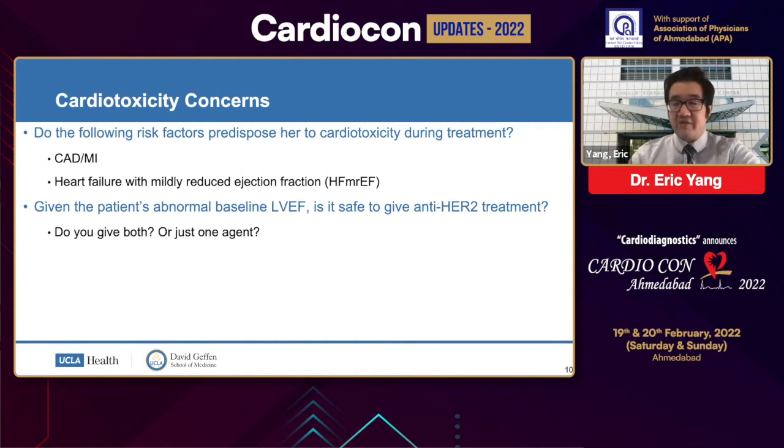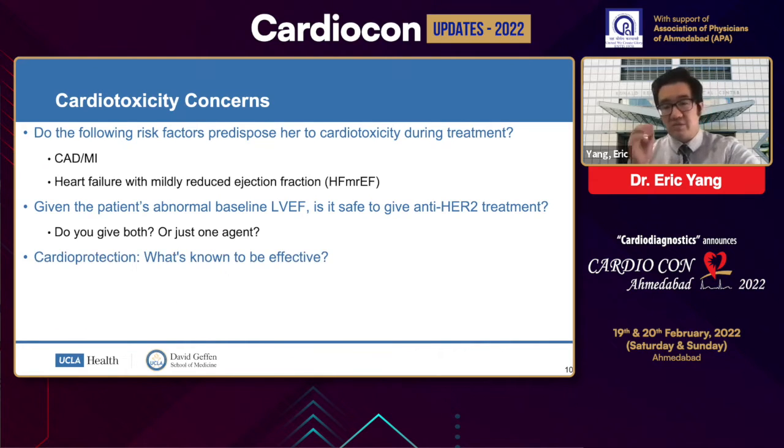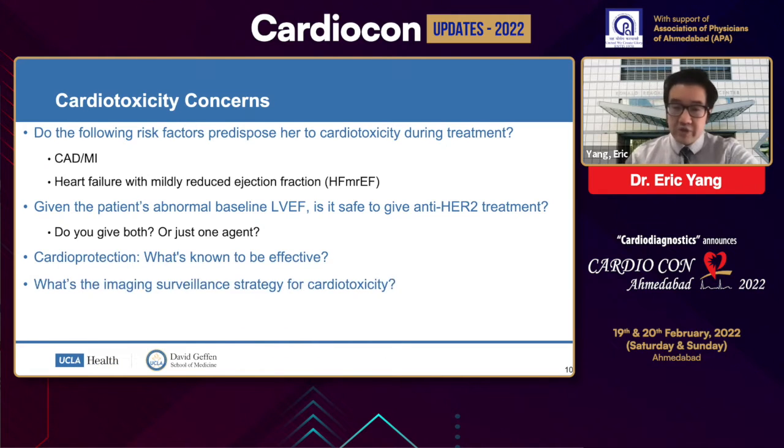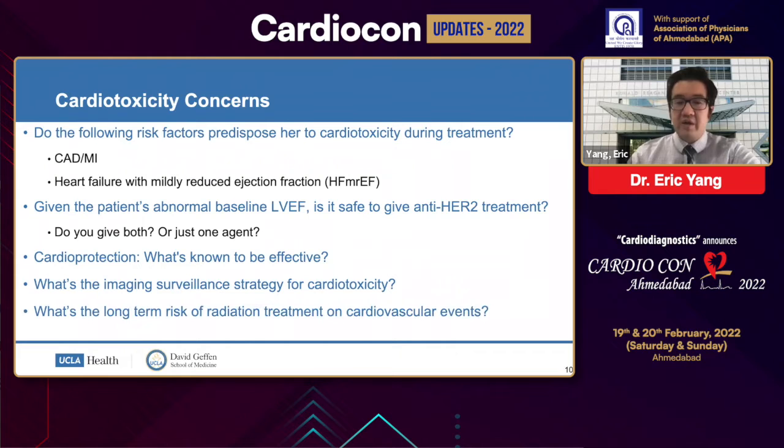And also, given that her EF is below 50% by echo, is it safe to give her anti-HER2 treatments? Or do you just give one, or do you continue with both agents nowadays with modern treatment guidelines? And what protects the heart during this? What's known to be effective? And then how do you watch her during treatments? What's the surveillance strategy? What's the long-term surveillance strategy? What's the best way to do it? MUGA, echo, cardiac MRI?